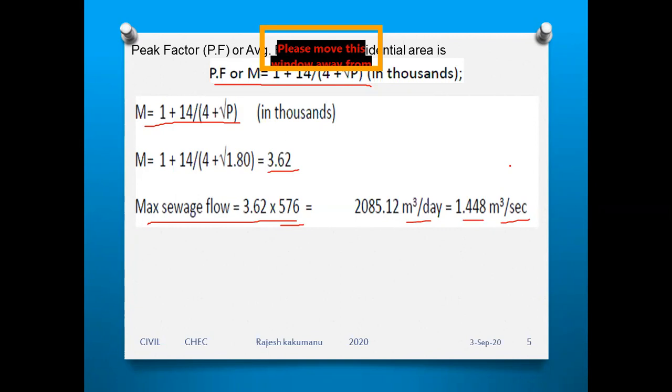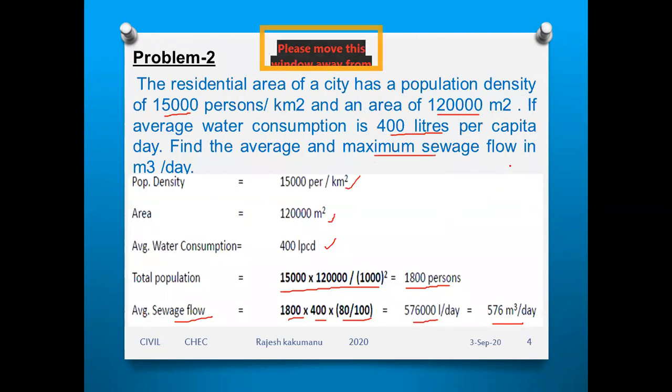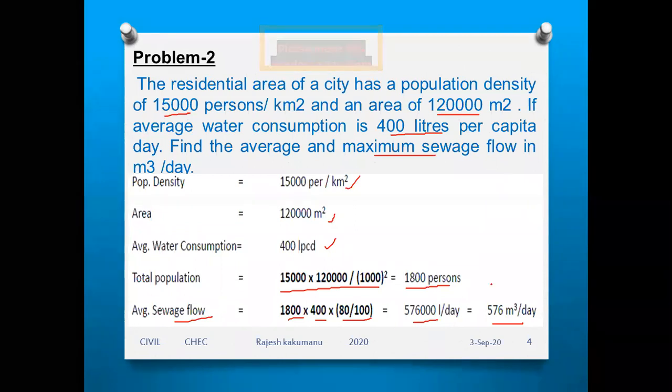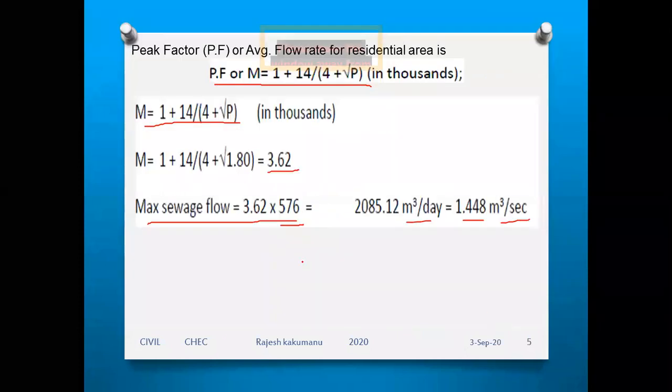So this is the average flow you are getting for the residential area with 15,000 persons per kilometer square. So how much was given here? The average sewage flow 576 came. So here, what do we do for the maximum sewage flow? Multiply the peak factor M with the average sewage flow, and you are getting the answer.